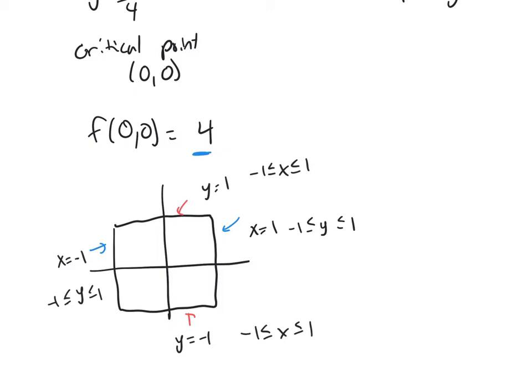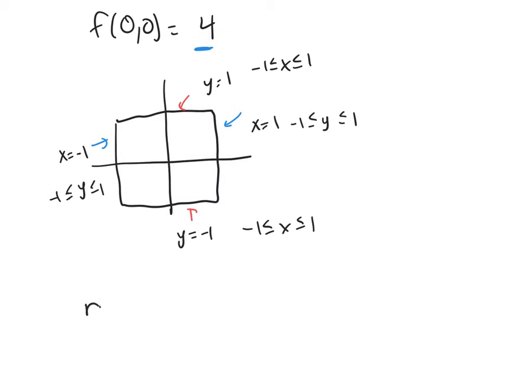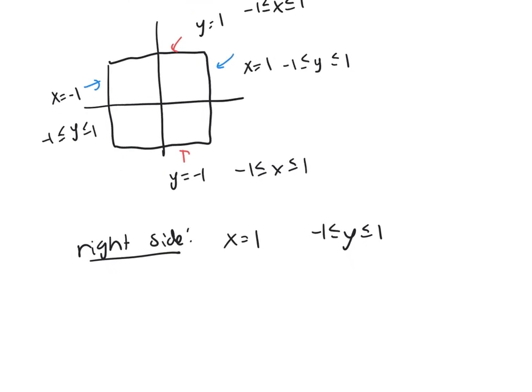So now we need to look at each side of the rectangle individually. So we're going to start by talking about the right side. X is 1 and y is between -1 and 1, and we want to see what's the maximum and minimum value of my function on the right side of this rectangle. So since x is 1, go back to your function and plug in 1 for x.